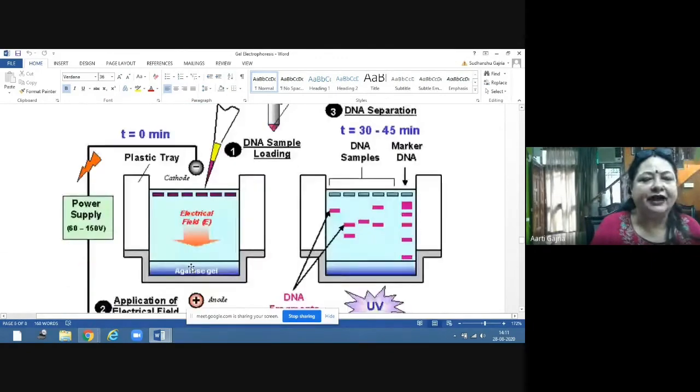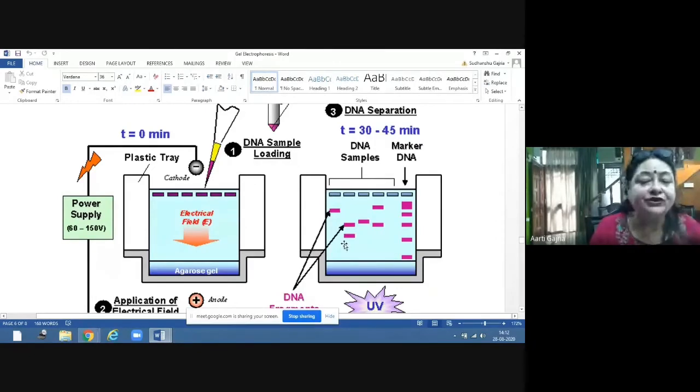See another diagram. Here also we have the power supply, and these are the wells. This is the cathode and this is the anode. When the electric field is on, this is the agarose gel, and this is the instrument to load the sample. So this is DNA sample loading. Once the DNA sample is loaded in the wells, the fragments will get separated. These are the fragments of this DNA sample. Then you can put different samples.